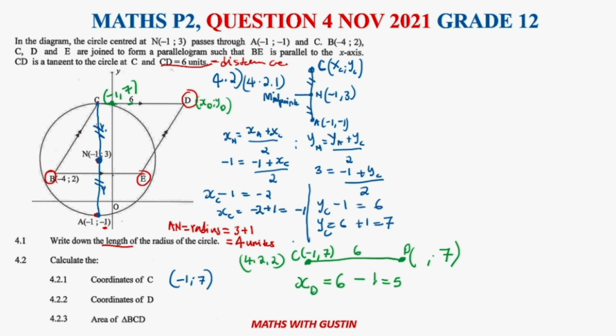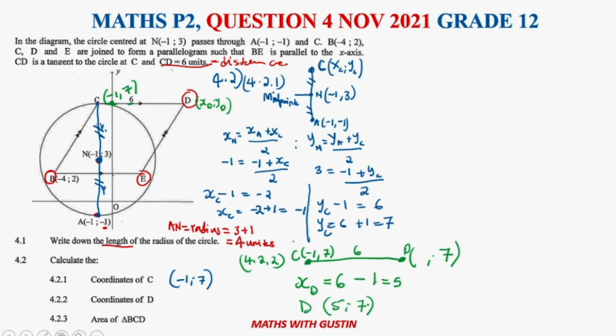Is it? Yes, it is what it is. Then it makes sense, guys, that our x value from the distance formula, because we are only changing the x values when we move along this, therefore gives us the coordinates of D to be 5:7.